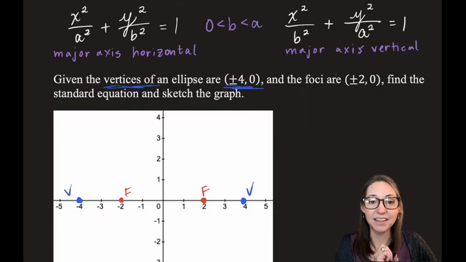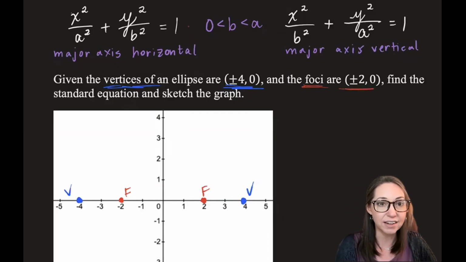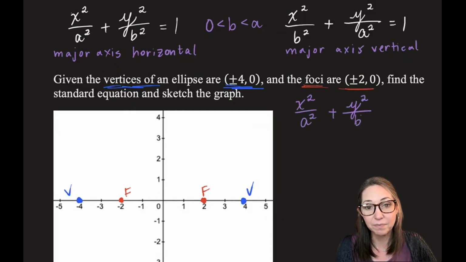But that does tell us that the major axis is horizontal, because the x-coordinates of both the vertices and the foci have a number for the x-coordinate and 0 for the y. So the major axis is the x-axis, which then tells us that the major axis is horizontal. So we're going to be using this version of the equation of an ellipse, the x squared over a squared version plus the y squared over b squared is equal to 1.